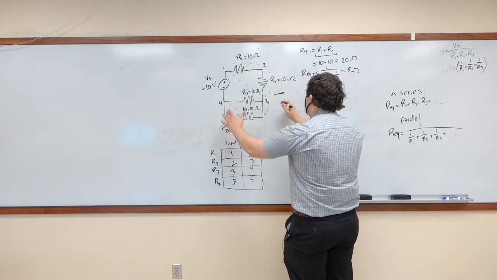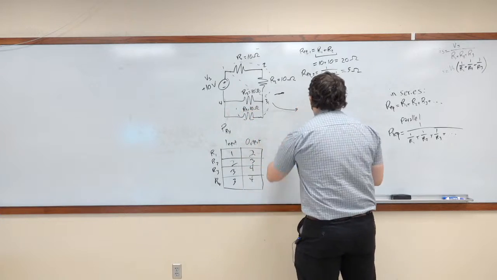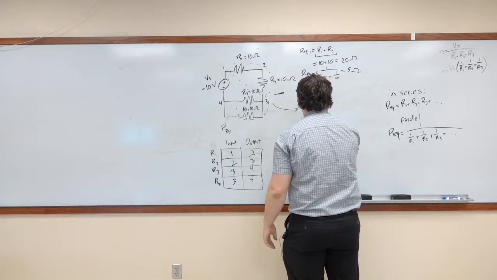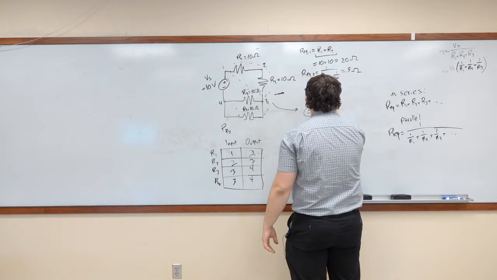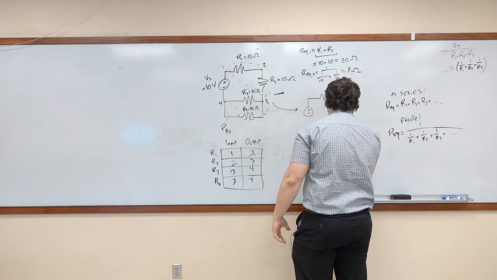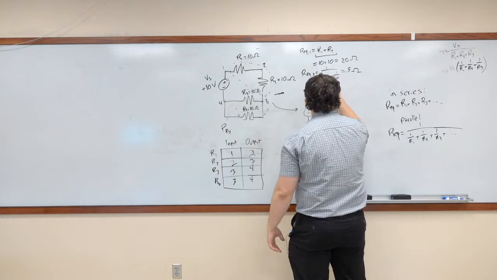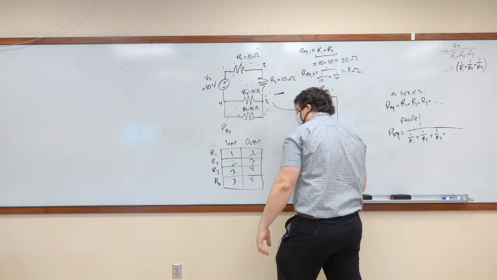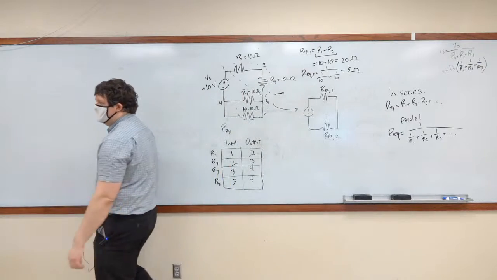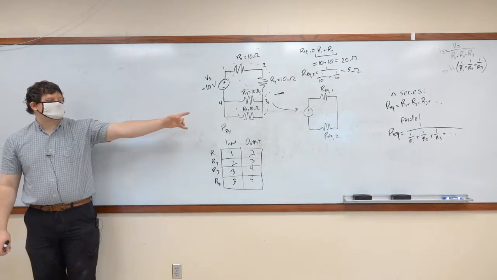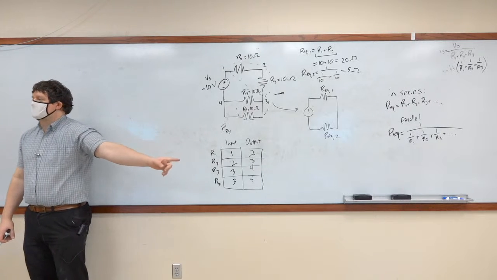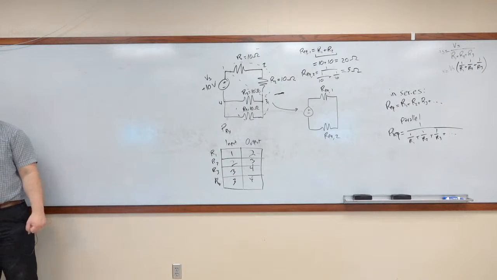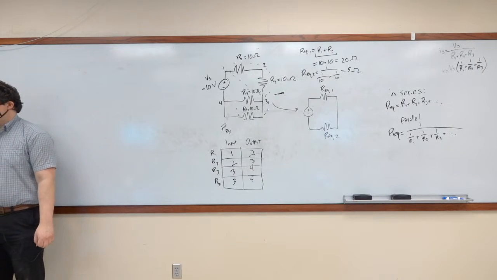Okay? So when we took these two equivalent resistances, we're saying this system behaves identically to this system, where we're using equivalent resistance 1 and equivalent resistance 2. We did the easy math. Okay?